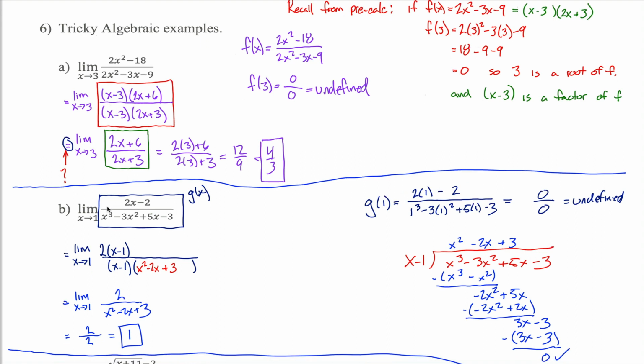in this case. So in part B, we were taking the limit as x approached 1. We plugged in 1, we got 0 over 0. That told us we had that removable discontinuity.